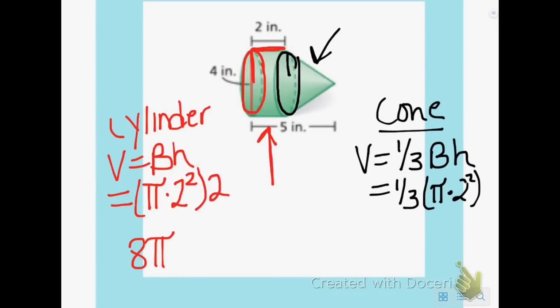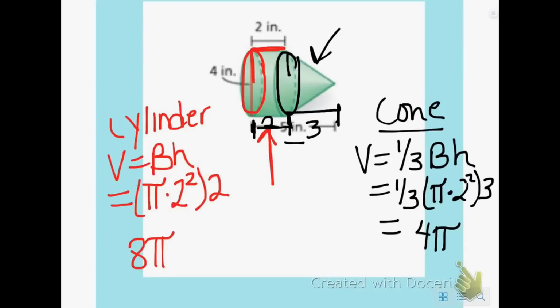And then my height of my cone is going to go from here to here. So if from this distance to this distance is 2, and the total distance is 5, the height of my cone would have to be 3. So to find the volume there, I would hit the fraction button, and I would say 1/3 times pi times 2 squared times 3, and that would give me 4 pi.